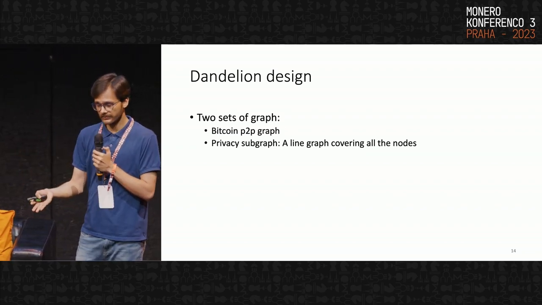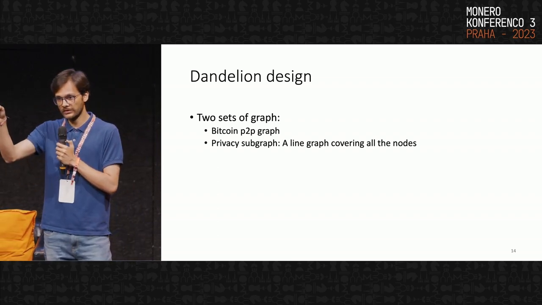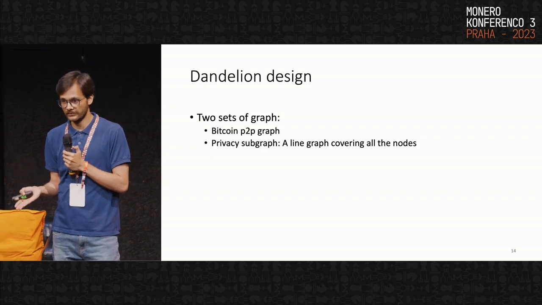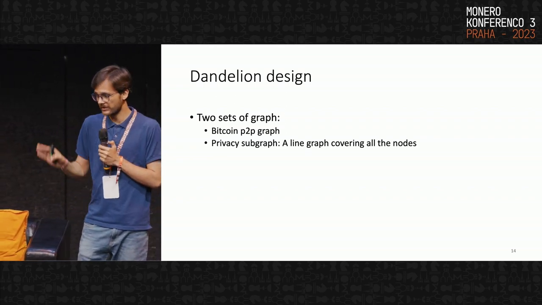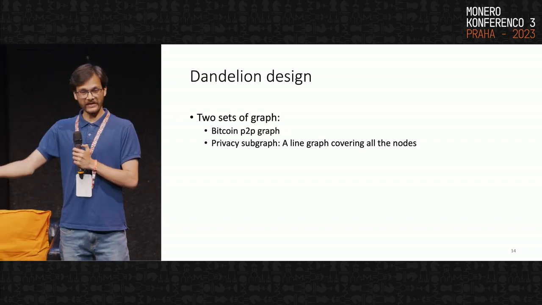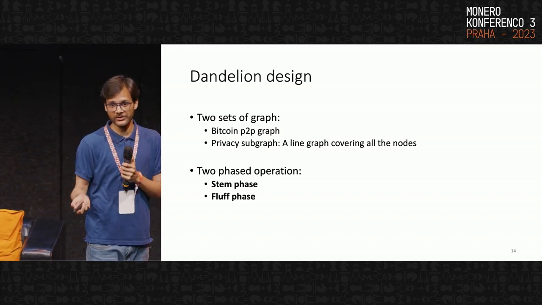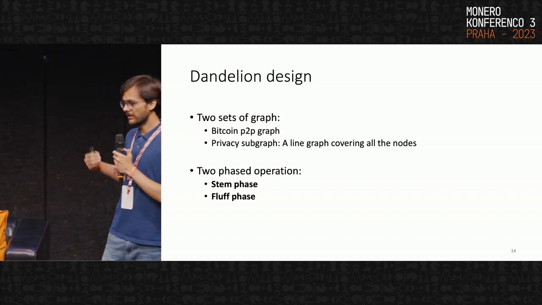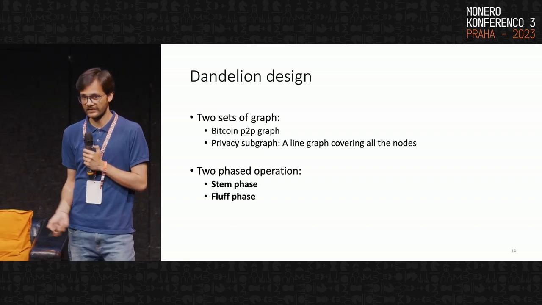Why is it a subgraph? Because it covers all the nodes in the network, but it is supposed to be a line graph. We'll look at why this is important and how this provides anonymity, but this is how Dandelion functions with the help of these 2 graphs. Once they define these graphs, what they have is something known as a two-phased operation, stem phase and the fluff phase. And we'll just look at how these phases work.